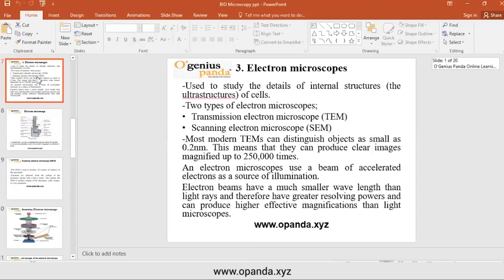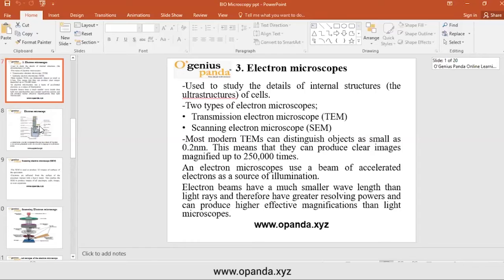Electron microscopes use accelerated electrons as a source of illumination. Electron beams have a much smaller wavelength than light rays and therefore have a greater resolving power, and can produce high effective magnifications compared to light microscopes. If you understand that there is a big difference, you never compare the two. Electron microscopes are far more powerful than compound light microscopes.